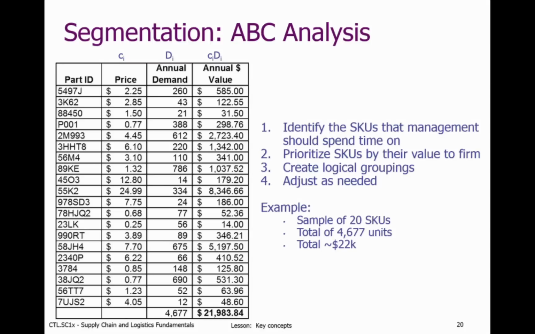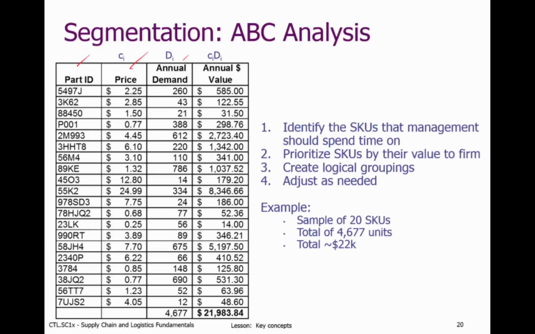So how do we do this? It's a very simple process. I have all my parts, and this is a simple example with a number of SKUs, and here are the part IDs in the first column. The second column, I have the individual price, or C sub I. That's the cost to me of each of the items, and you can see it ranges from about $25 a part down to about a quarter. The annual demand, that's D sub I, the annual demand for each product, and you can see how that varies.